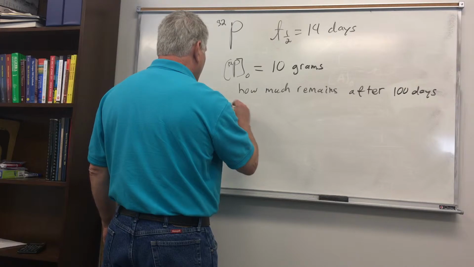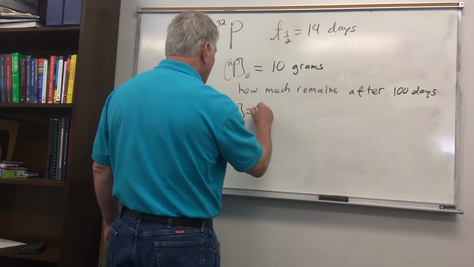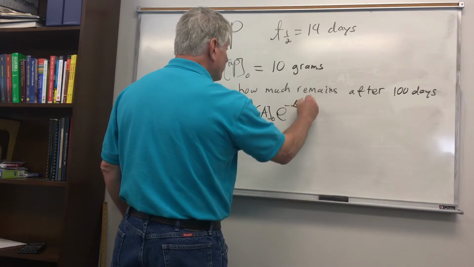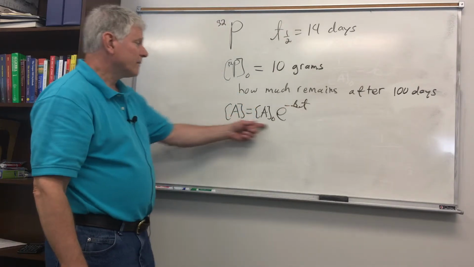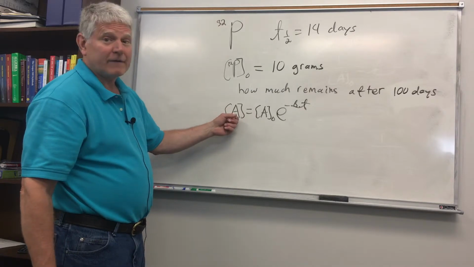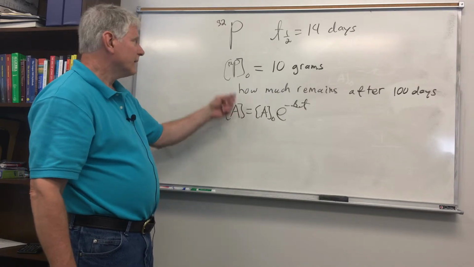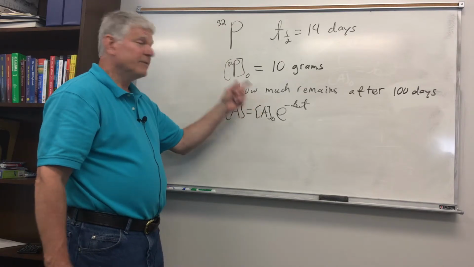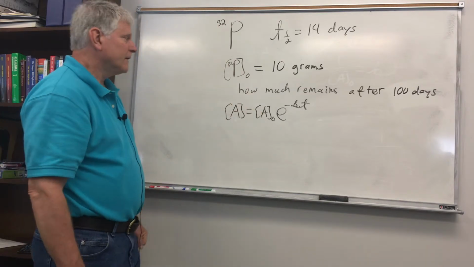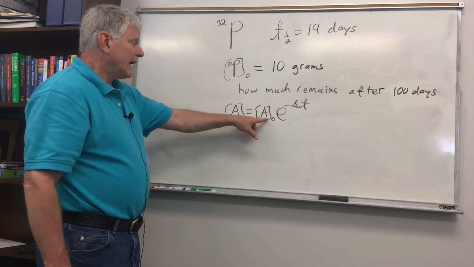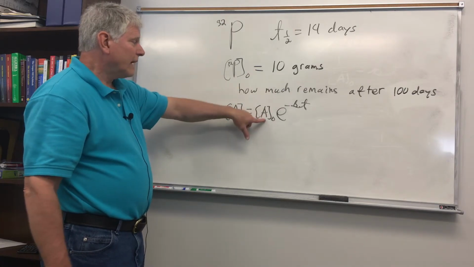So we use the first order rate expression. And I'm going to use A for everything to represent the reactant. In this case, it's phosphorus 32, but I'm just going to use A to represent all the reactants. Just easier for me. Okay, so we have the initial amount, 10 grams.